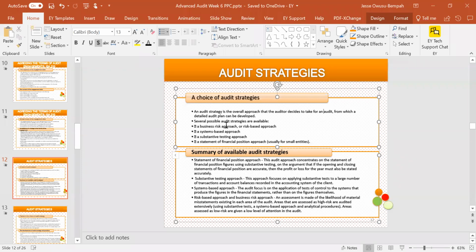Then you have the system-based approach. The audit focuses on the application of tests of controls to the systems that produce the figures in the financial statements, rather than on the figures themselves. So here you are looking into the test of control systems. All these are audit strategies.